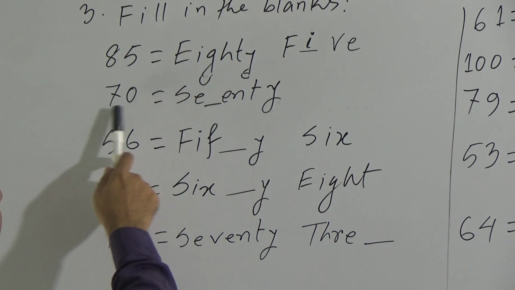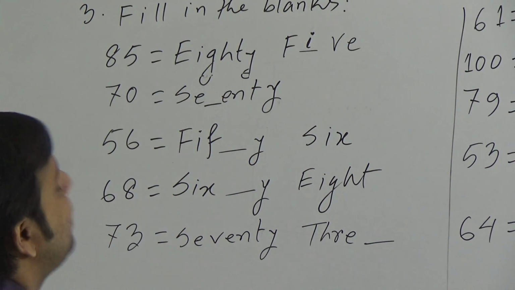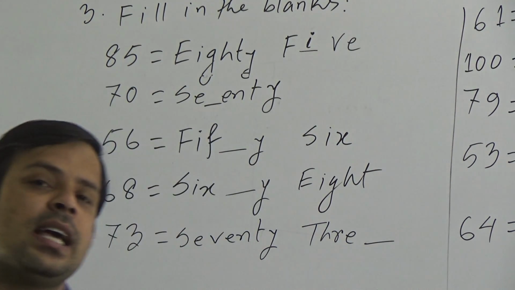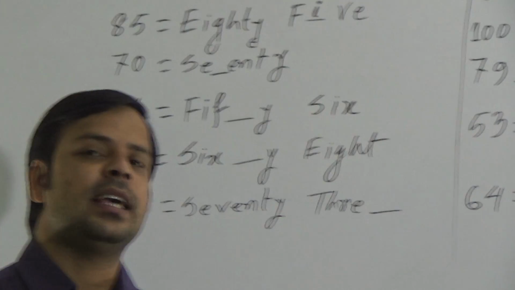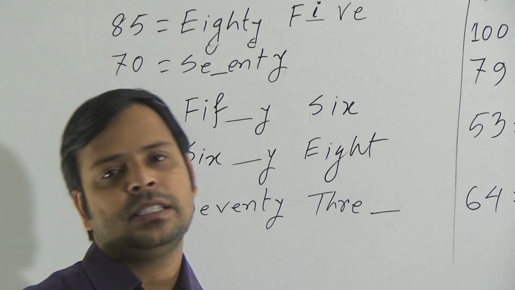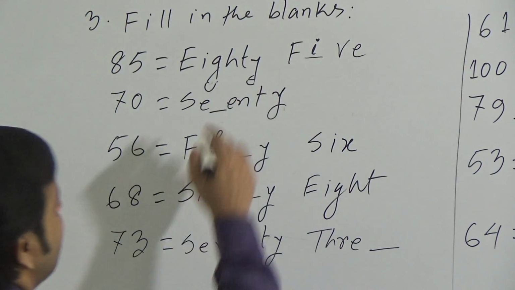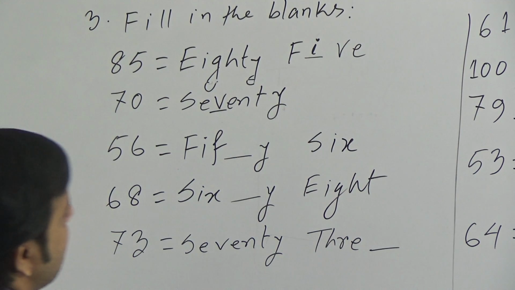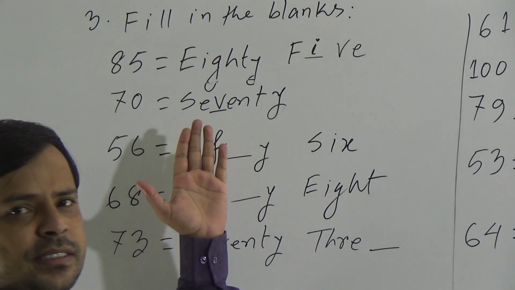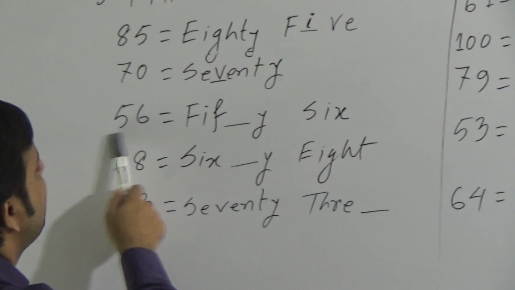So the next question, see now, this number is 70. So we have to know the spelling of 70. The spelling of 70 is S-E-V-E-N-T-Y. So after S-E we have to write V. S-E-V-E-N-T-Y. That is 70.